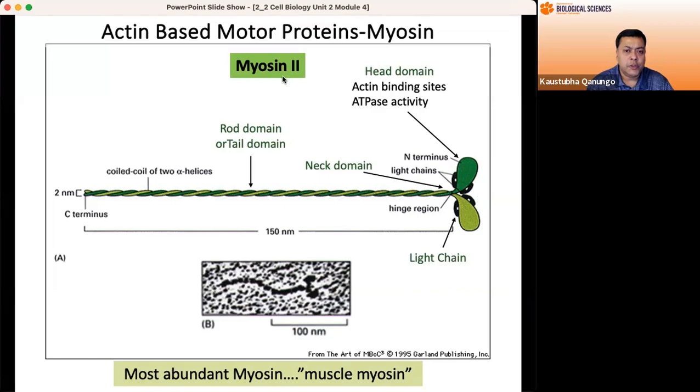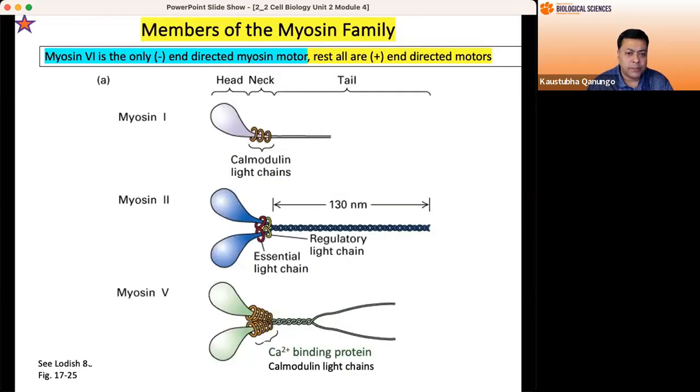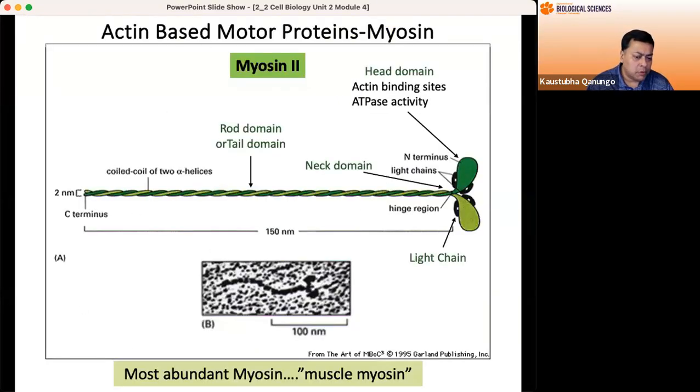So this is a myosin 2, just a typical structure. This is the most abundant myosin, the muscle myosin, but there are more than 20 different types of myosin. They all vary. So this is your typical myosin 1. You can see these are some of the calmodulin light chains. Myosin 2, which is a dimer, has a regulatory domain light chain. Myosin 5 is almost similar, but with small differences. But the important thing that you need to remember from here is that myosin 2 is the most common. The most abundant myosin is the muscle myosin, which is myosin 2.